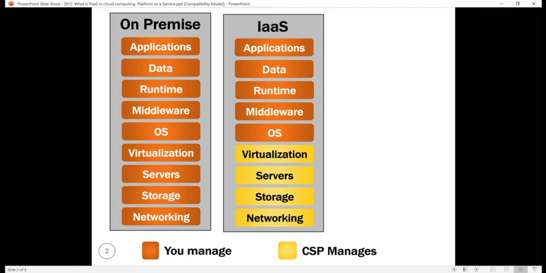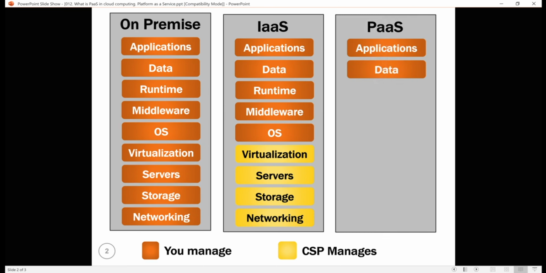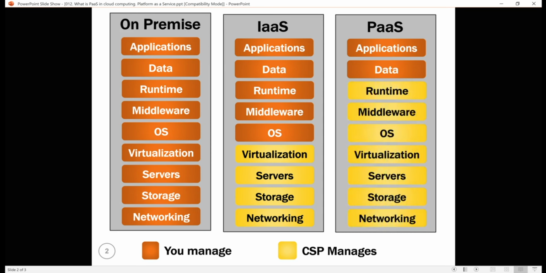When compared with infrastructure as a service, platform as a service provides an even higher level of abstraction. You can think of it as a layer on top of infrastructure as a service. It shifts more responsibility to the cloud service provider. As you can see from the diagram, you manage just your business applications or services and the underlying data. The rest is managed by the cloud service provider.